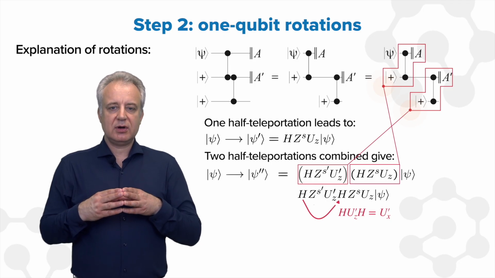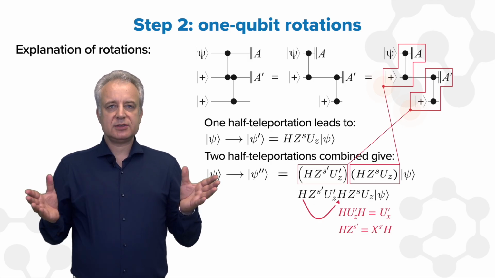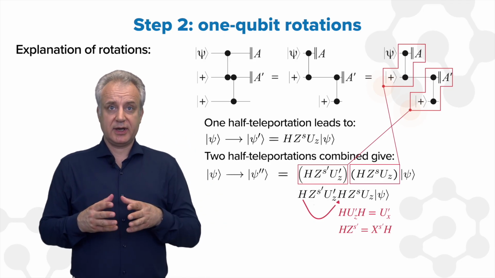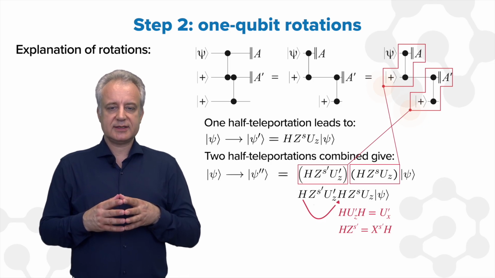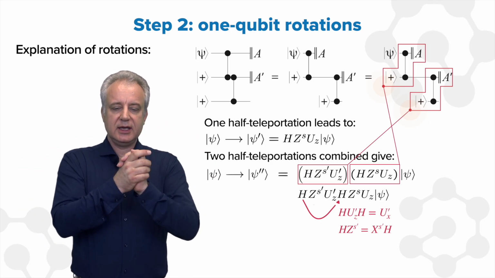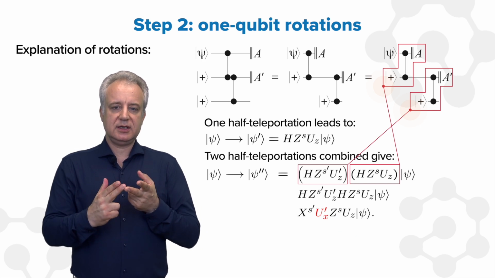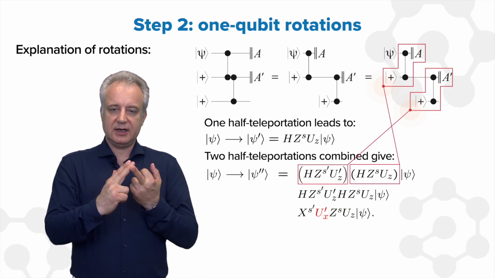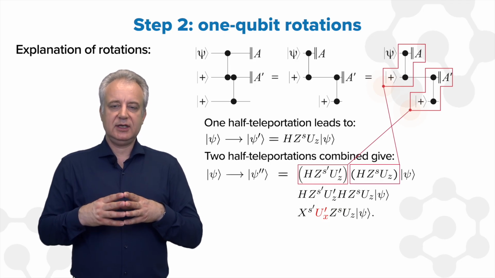And also it conjugates the second byproduct, Z to the power S prime. It also conjugates this into a byproduct sigma X, dependent on the same measurement outcome. So these two things happen, the two Hadamards cancel, and so the effect now is that we have a Z rotation, an X rotation, and two byproducts, a Pauli Z and a Pauli X. So this is the outcome of this sequence.